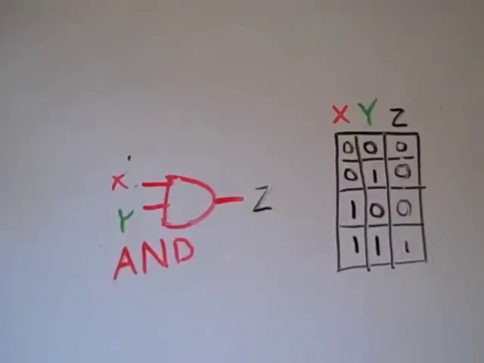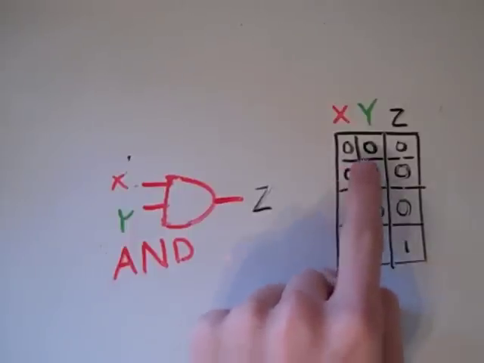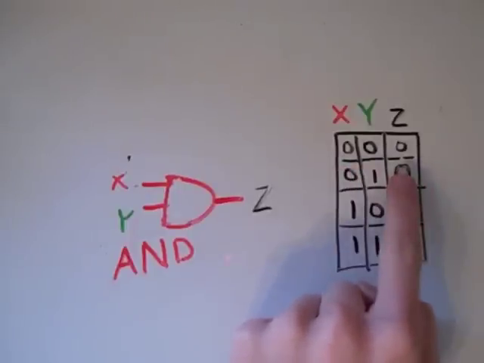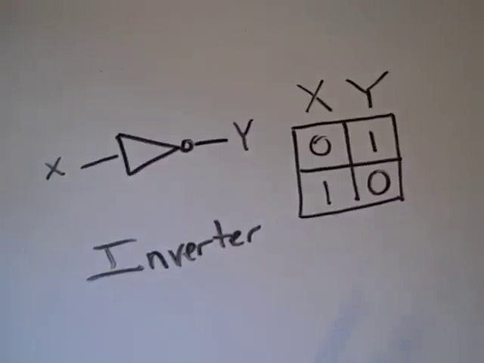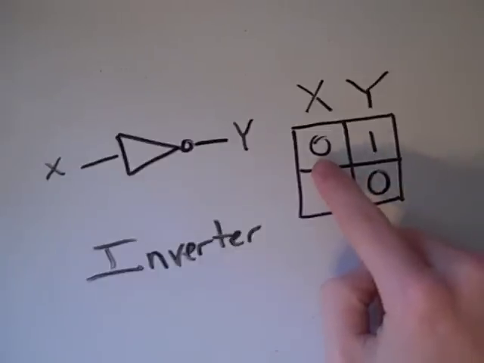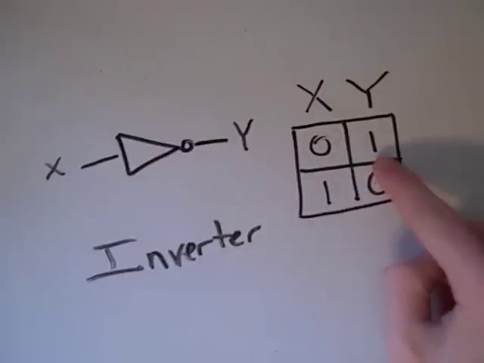Next, let's do an AND gate. What an AND gate says is only when one input is 1 and the other input is 1, then I'll output a 1. So when both x and y are 0, the output is 0. And only when x and y are 1 will it output a 1. The last logic gate is the inverter. This is a very simple gate. It will take whatever the input is and switch it to the opposite.